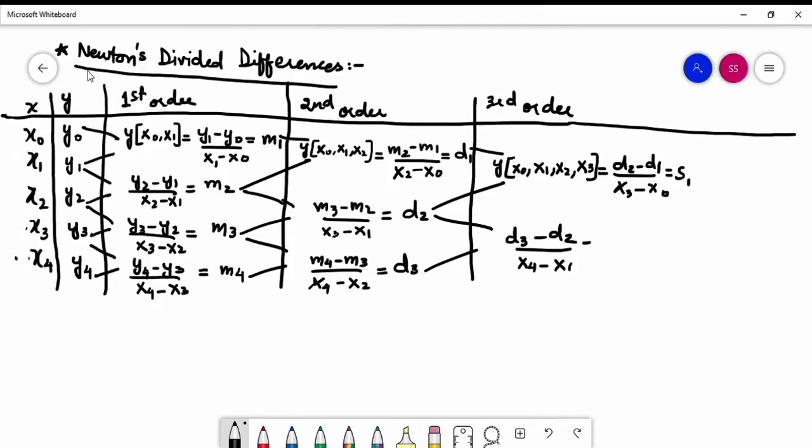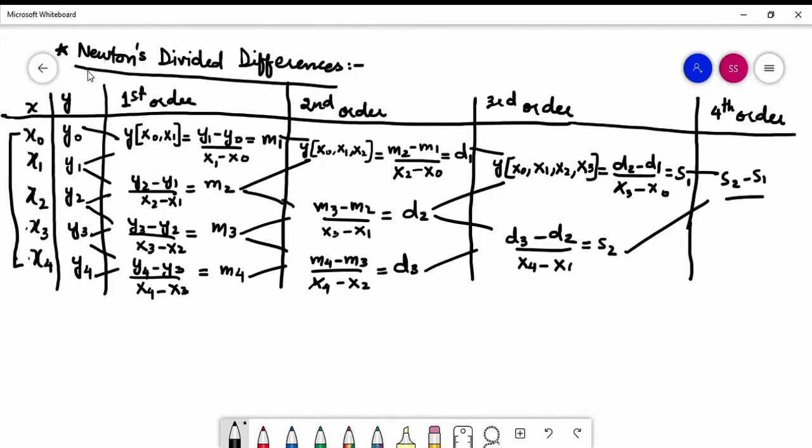Okay, let it be S2, and then in this case, in the 5 points, the last divided difference should be of fourth order, and that should be between S2 minus S1 divided by the time. Now the domain frame is between x0 and x4, so x4 minus x0. Let this point be P, and then your divided differences of 5 points will be up to the point P.